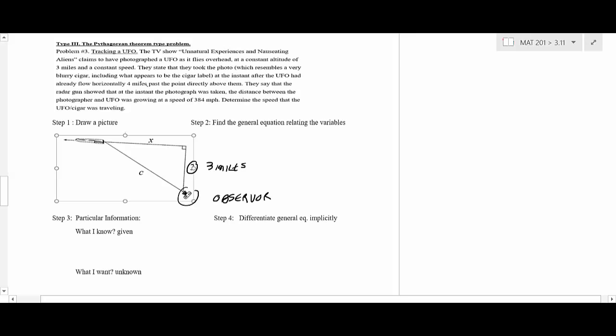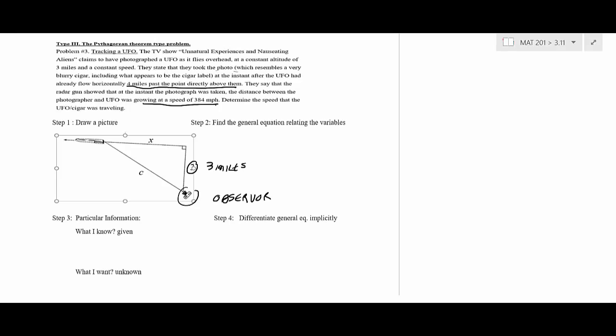So let's see what it says they have. It says that at the instant the UFO had already flown horizontally 4 miles past the point directly above them. So it's flying in some direction that way, and that's going to be the 4. They say that the radar gun showed that at the instant the photograph was taken, the distance was growing at a speed of 384. So what is that 384? What did I say I was always going to give you? A rate. A rate, that's a derivative. And it says speed, rate, so 384 miles per hour. So that's what that is.